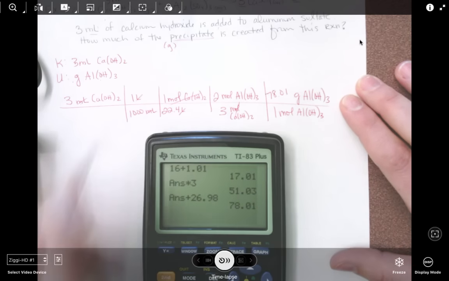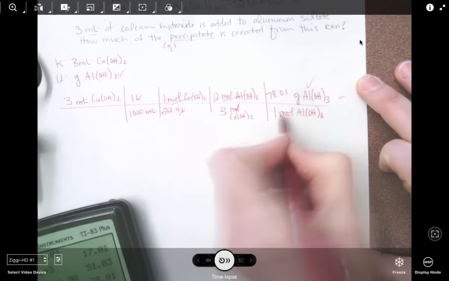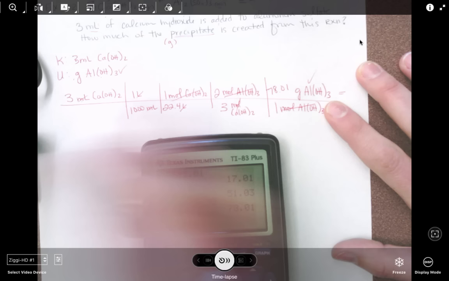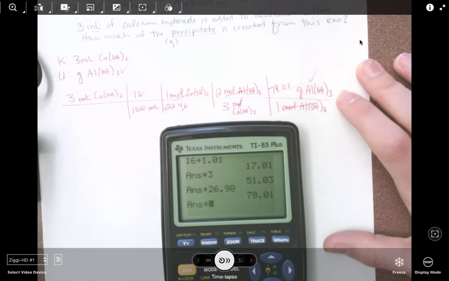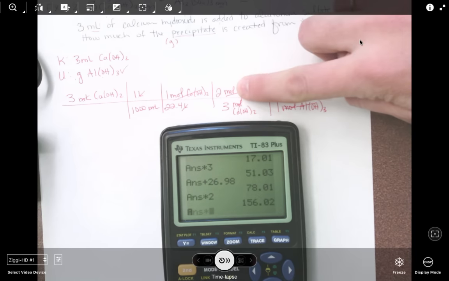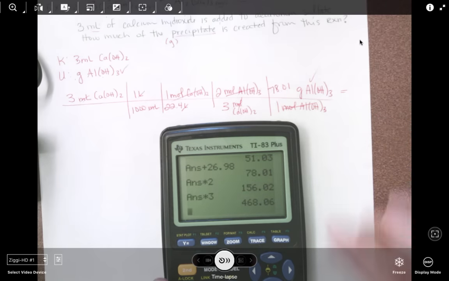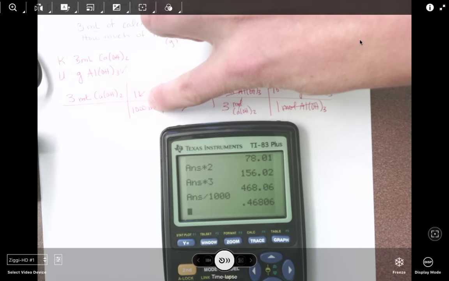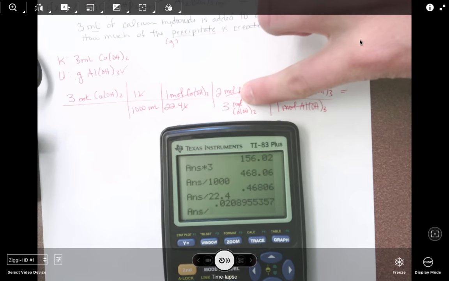All right, so now that I'm in the units of my unknown, I stop. All my other units canceled out. So I have nothing left but the units of my unknown. Multiply your numerators, divide by your denominator. So I'm going to take 78.01 times 2 times 3, and then divide by 1,000. And then divide by 22.4, and then divide by 3.